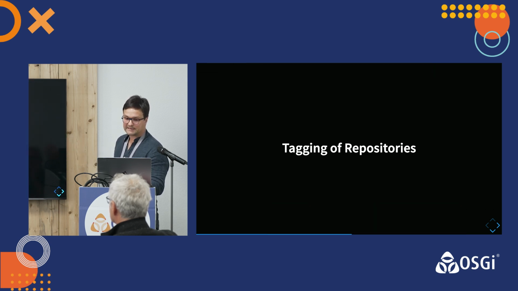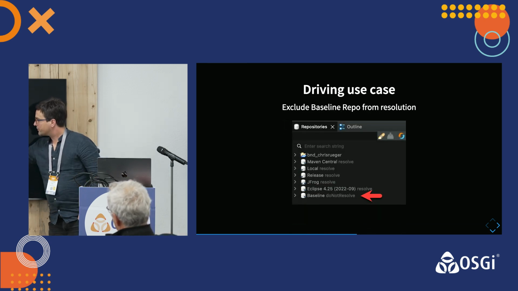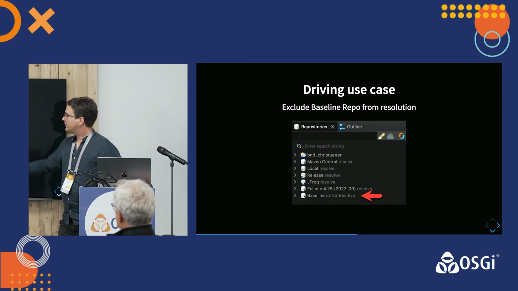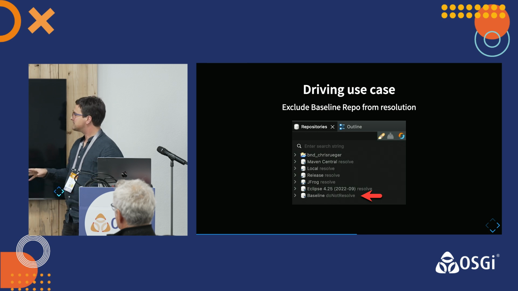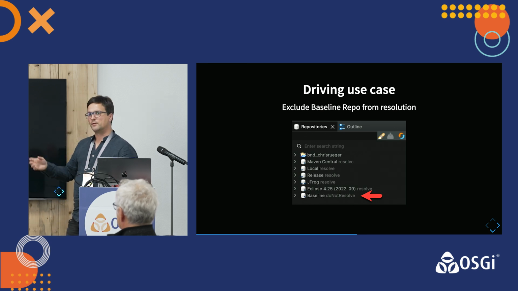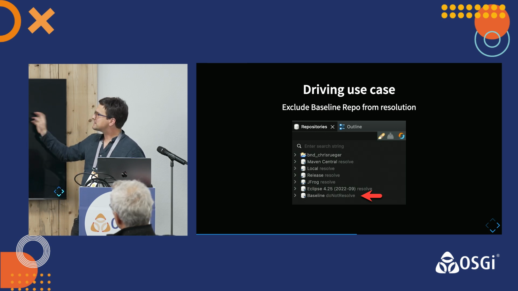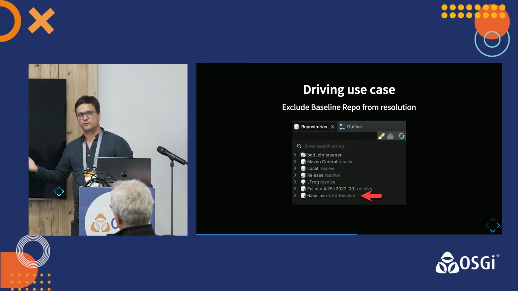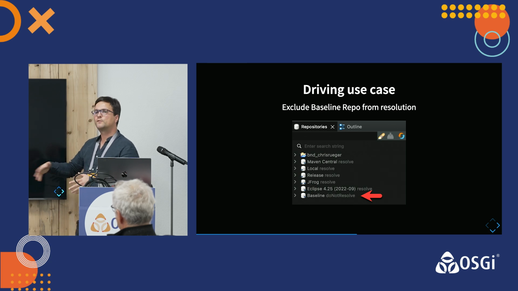What we also added is something new called tagging of repositories. You see the word resolve here. This is the tag of the repository. It's also the default tag if you have not used that in the past. This means all the repositories which have the word resolve here are used for resolving in the bndrun editor when you press this magic resolve button. The driving use case for tagging was people want to exclude some repositories, for example, the baseline repository. This repository should exist, but not for resolving.